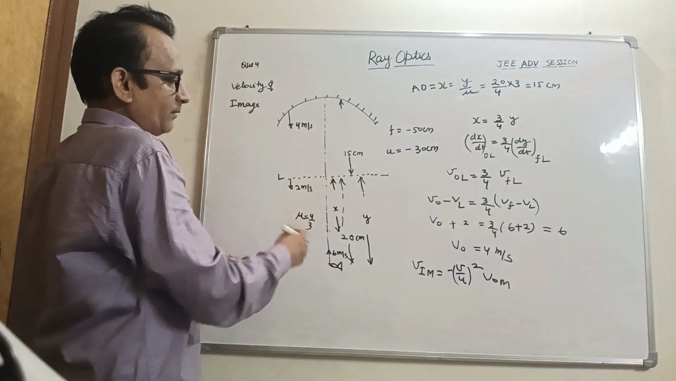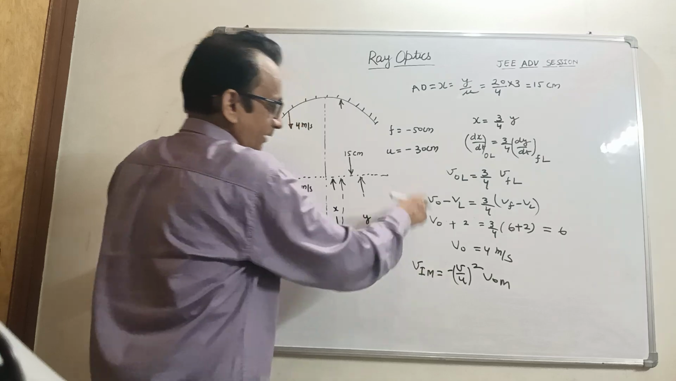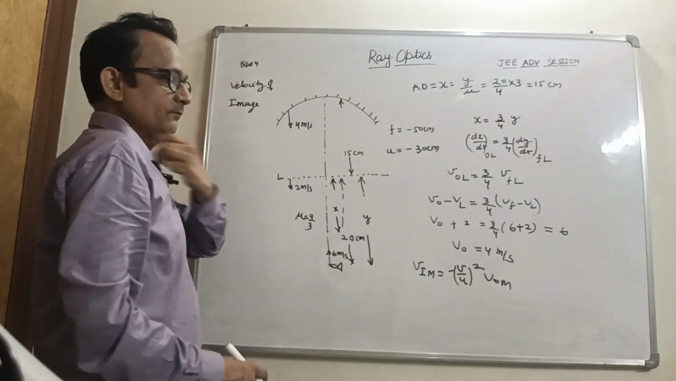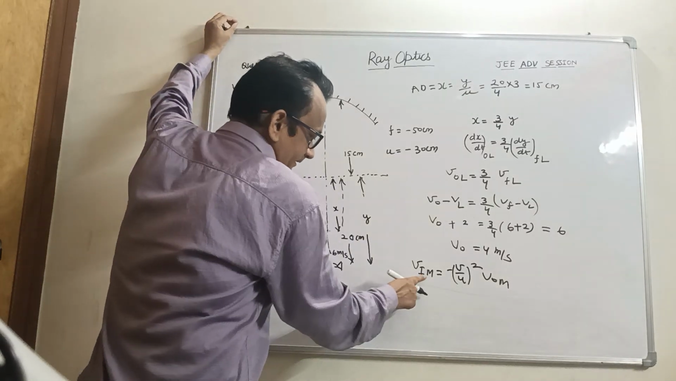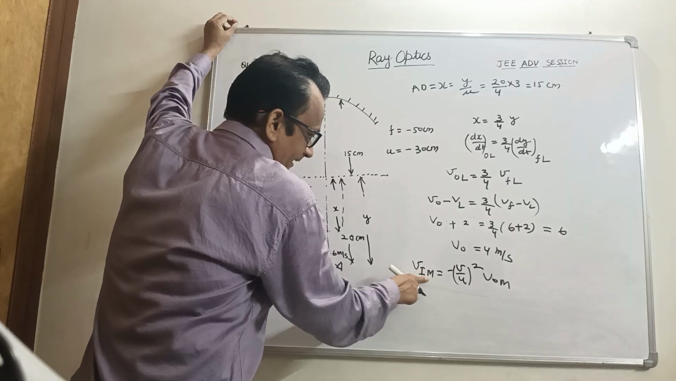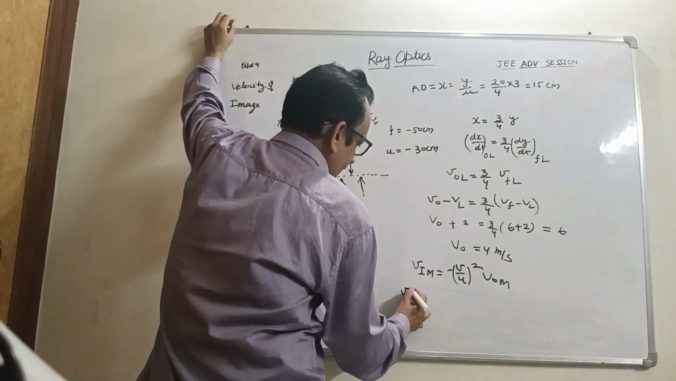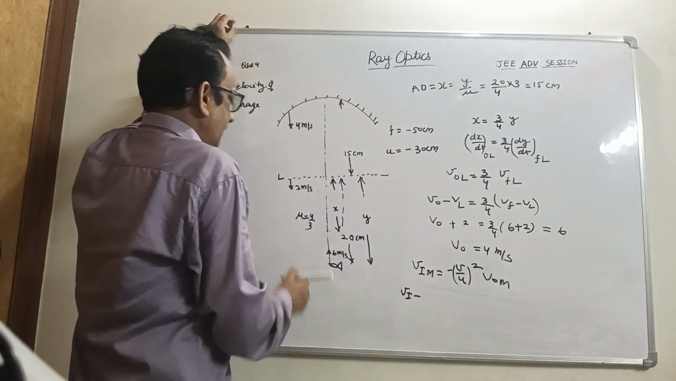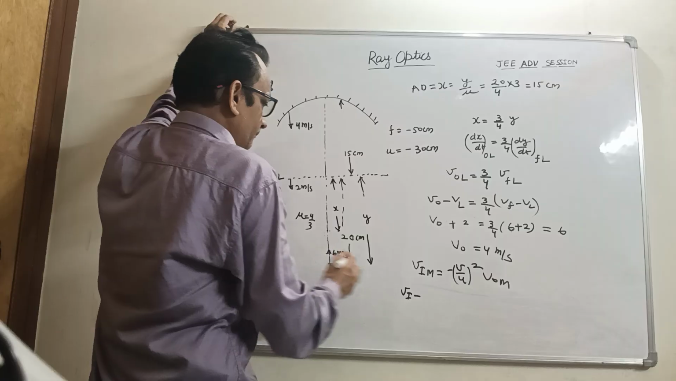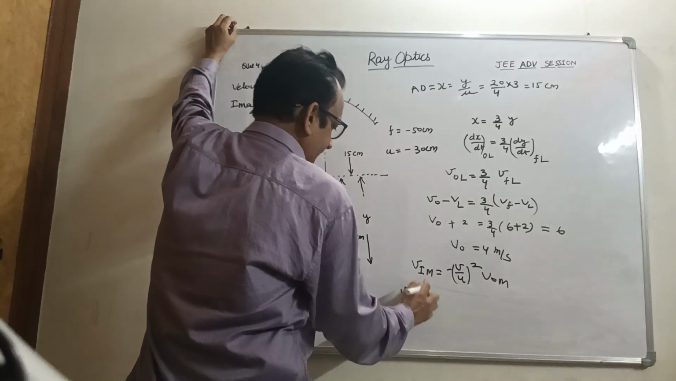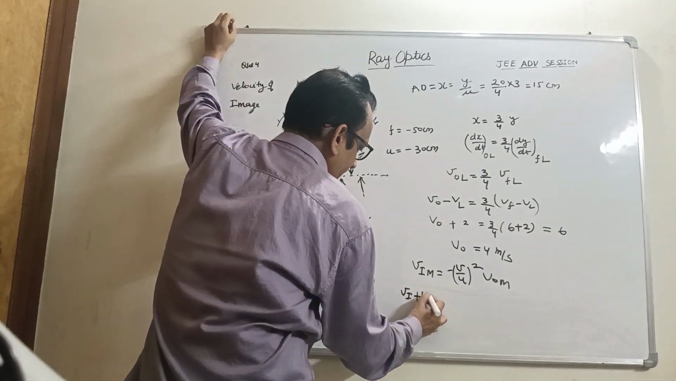In the earlier problem, we found the velocity of the image by differentiating the term 1 by f is equal to 1 by u plus 1 by v. On differentiating, we find this term. Here, with respect to the mirror we have taken. So putting the value, the velocity of the image with respect to the mirror. The velocity of the mirror is minus 4 downward, so this becomes plus 4.